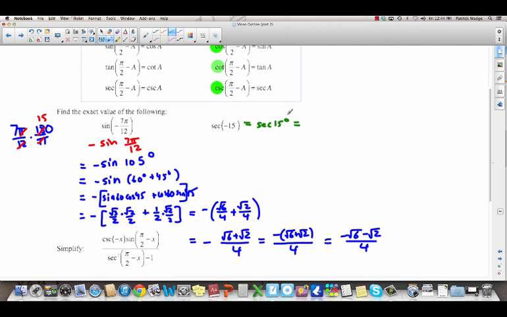Okay, next thing. Secant is really tough on the unit circle and stuff, but what is secant? It's the reciprocal of cosine. So if we take the reciprocal of cosine 15, we'll be in business. Next thing, 15 is not one of our special angles. How could we get 15 degrees? How about 45 degrees take away 30 degrees? That'll work. Okay, so we have 1 over, this is a difference identity, cos A minus B.